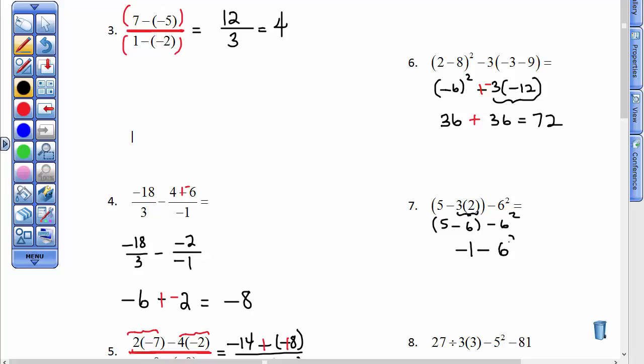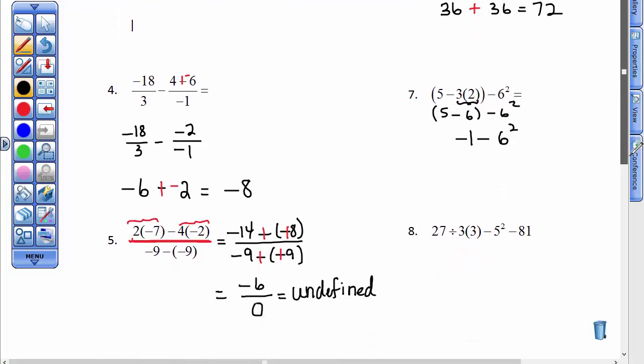Minus 6 squared. In number 7, I am not asking you to take a -6 and square it. I'm asking you to take 6 and square it. 6 squared means 6 times 6. That is 36. This minus sign doesn't go anywhere. It was a subtraction sign. So now a -1 take away 36, or add a -36, gives me a -37.